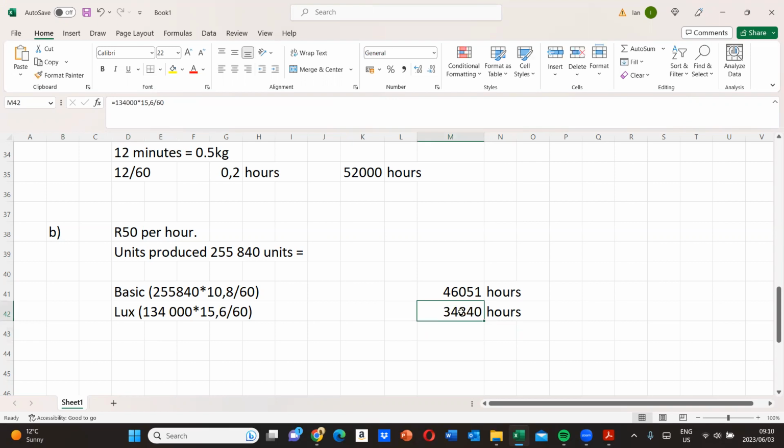Then we add them together, the total number of hours it took us to produce these units. So these are the hours that we have there, the total hours. Now, what are we going to have in that regard? We're going to have to do the calculation now of the total overhead allocated.